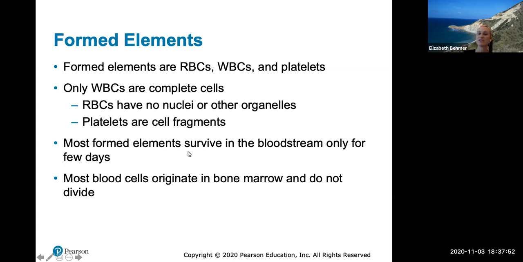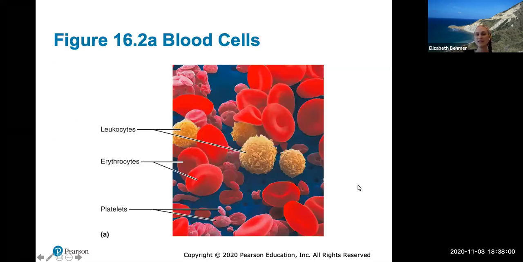Many formed elements survive in your bloodstream only for a few days, and most blood cells will originate in bone marrow and they will not divide. So this is a look at the formed elements in blood. Here are your leukocytes. The erythrocytes are the biconcave disc-shaped cells, so they look like donuts, but without the hole in the middle. Platelets are the smaller cell fragments. So those are the blood cells.